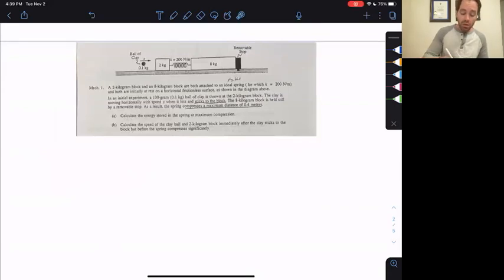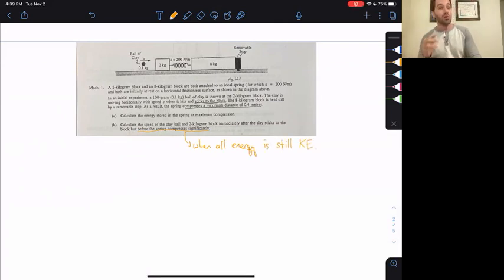Now, calculate the speed of the clay ball and 2-kilogram block immediately after the clay sticks to the block, but before the spring compresses significantly. Before the spring compresses significantly means when all energy is still kinetic. If all the energy is still kinetic, that means that we have not started to store energy in the spring yet.